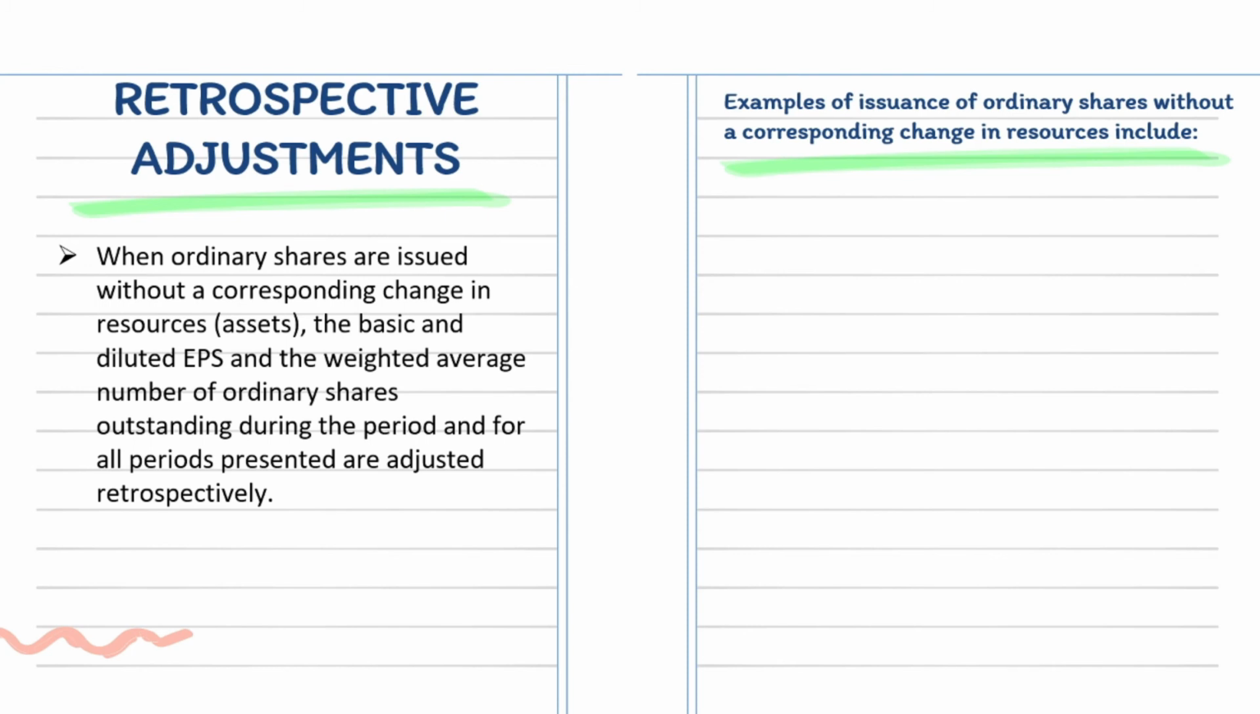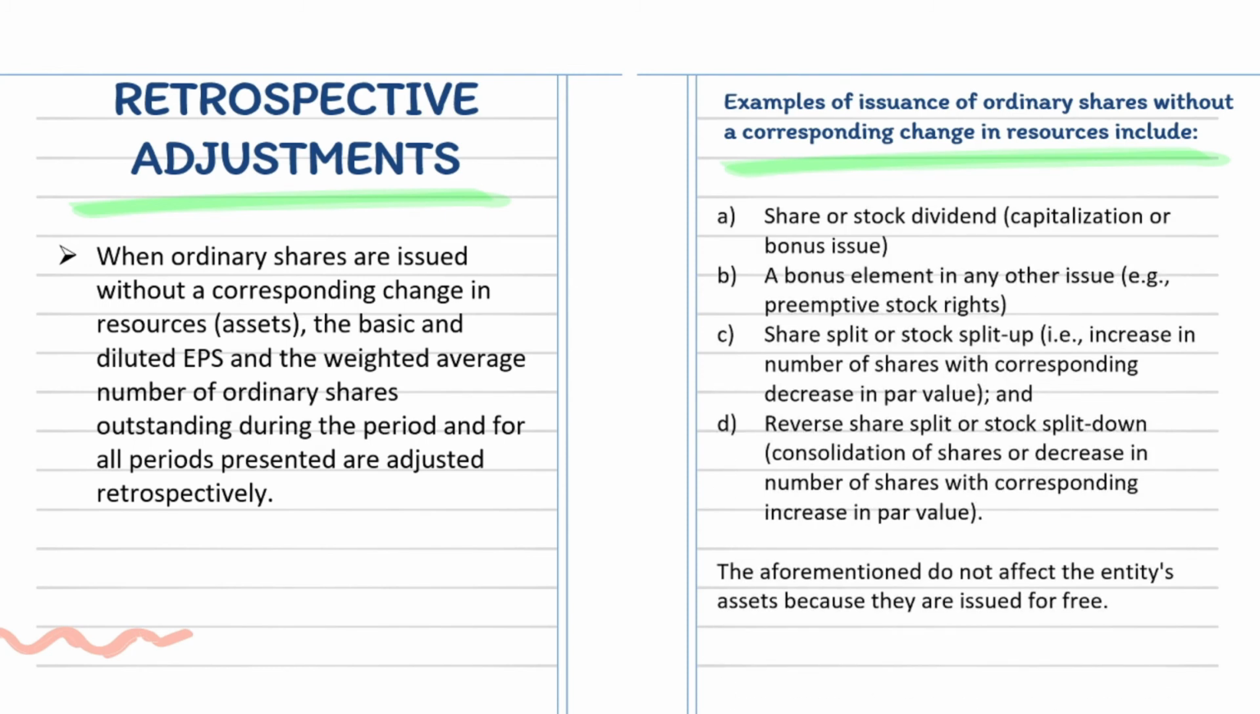Examples of issuance of ordinary shares without corresponding change in resources: share stock dividend, bonus element in any other issue, share split, and reverse share split.